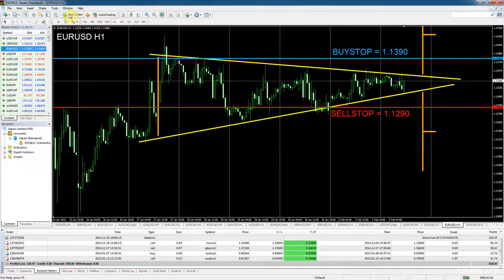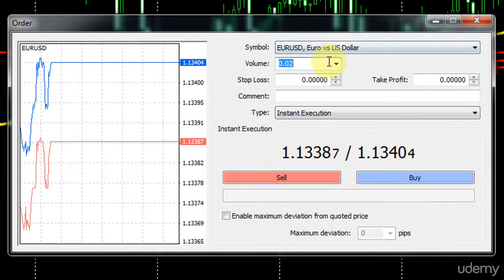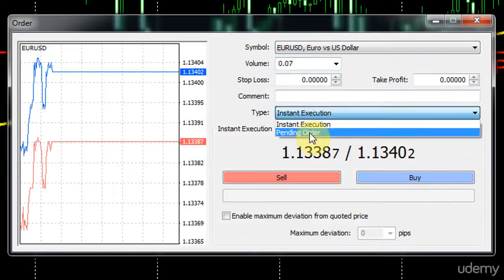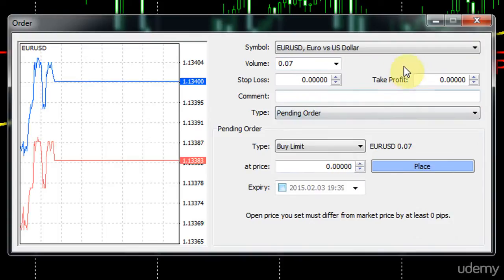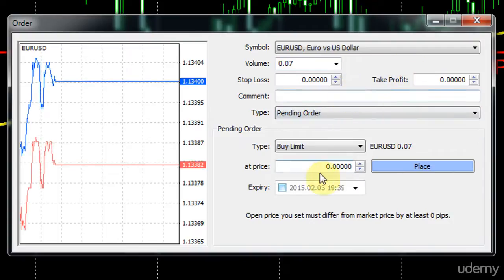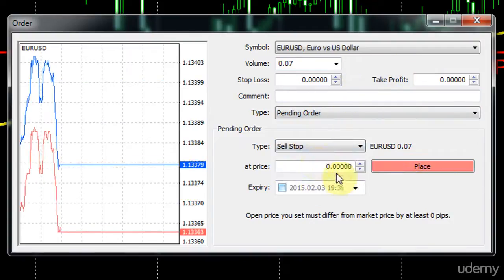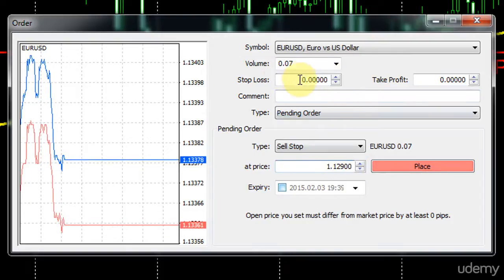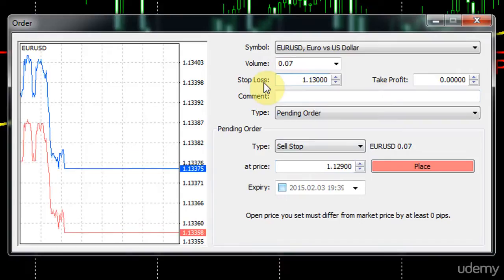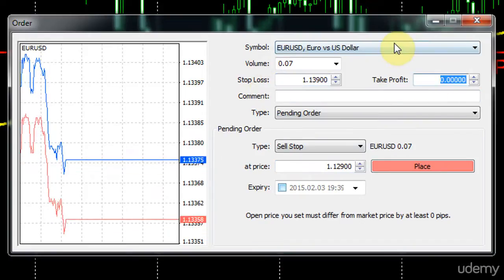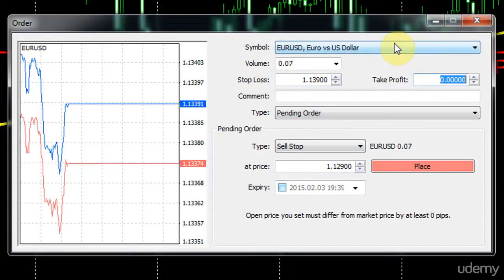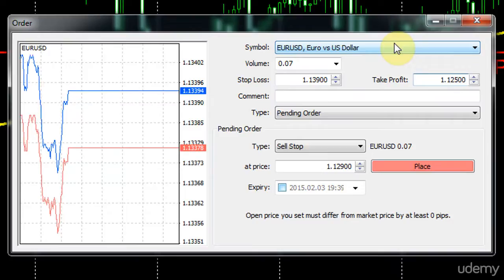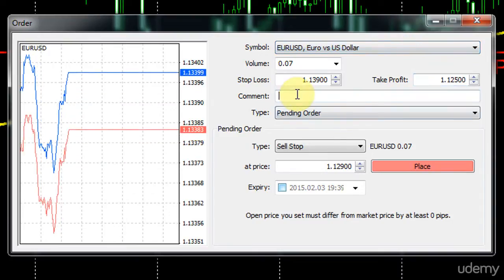So now let's create these orders. We click new order. For the euro dollar, volume 0.07, that's going to be our sell order, sell stop. It's going to be a pending order, so we have to click that. In a pending order, we're going to choose a sell stop. The price is going to be 1.1290. The stop loss, as we agreed, is 1.1390. The take profit, I've got it written down here, so it's going to be 1.1250. And comment: order number 5, sell stop.